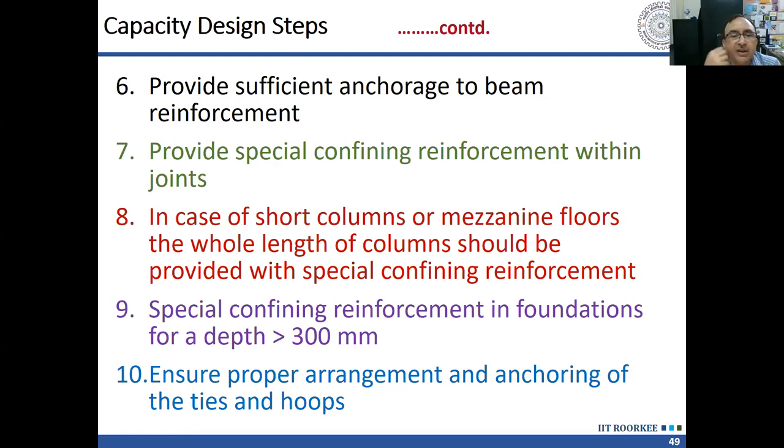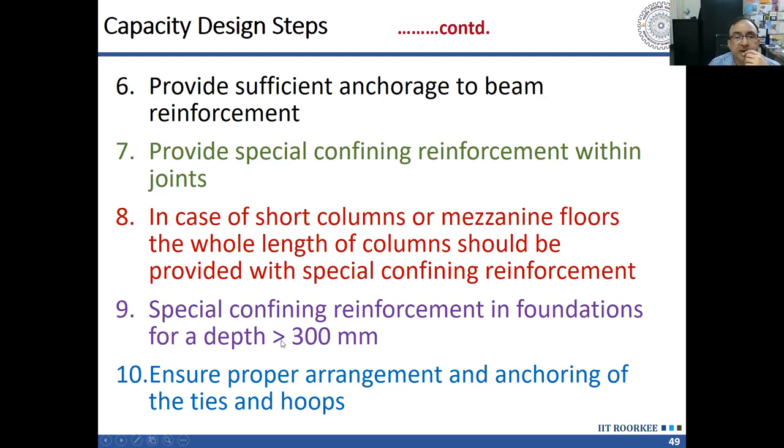Last time somebody was asking about staircase. So one thing we can definitely do in case of a staircase: when staircase landing is supported on columns at mid height, then the whole height of the column should be provided with a special confining reinforcement. Otherwise, that column is bound to get severely damaged during earthquake. Damage will be there in any case.